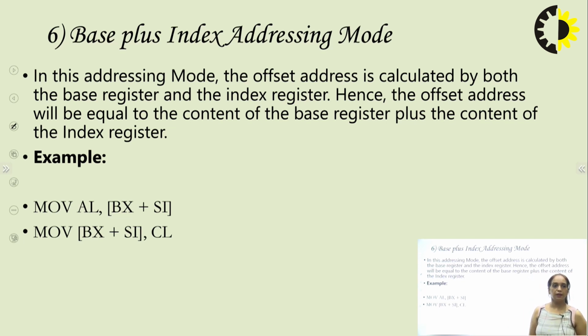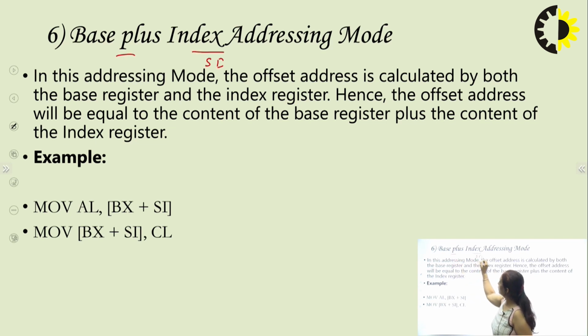Then base plus index addressing mode. So base plus index means some BX register will be used and we are going to use some index register, right? So base register plus index register, some SI or DI will be there, and here we are going to use some BX, the base register. So in this addressing mode, the offset address is calculated from both the base register and the index register. Hence, the offset address will be equal to the content of the base register plus the content of the index register.